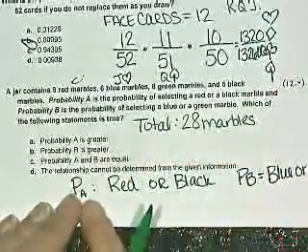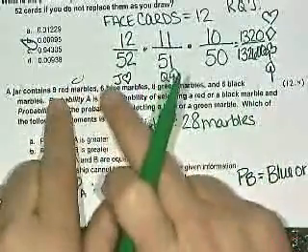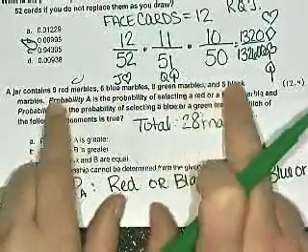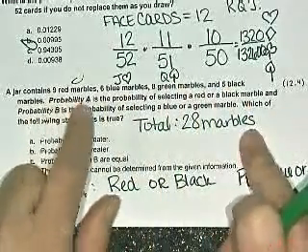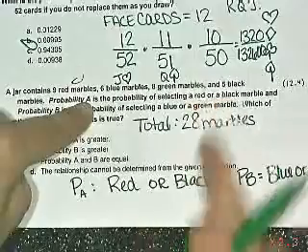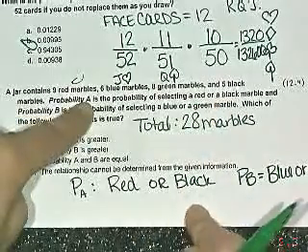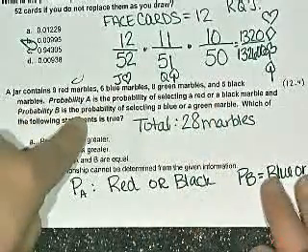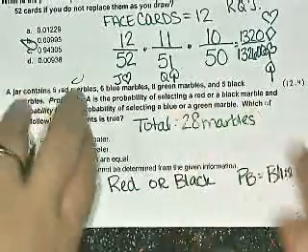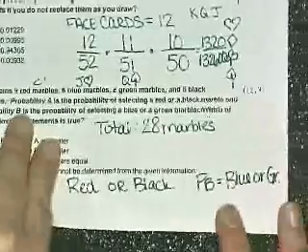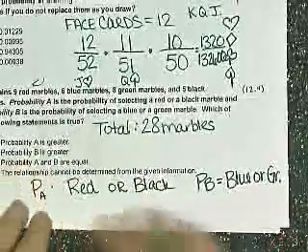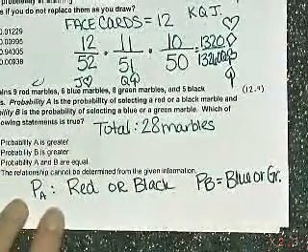So when I set these up, I've already added up 9 plus 6 plus 8 plus 5, and that's 28 total marbles. Probability A is a red or black. So I labeled that so I don't have to keep rereading the paragraph. Probability B is selecting a blue or a green. And then you've got to identify which statement is true. But first we need to find the probabilities.